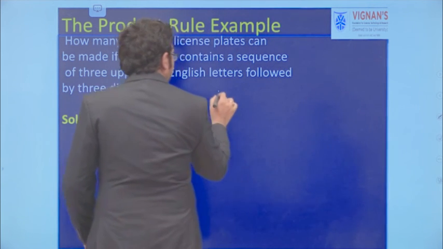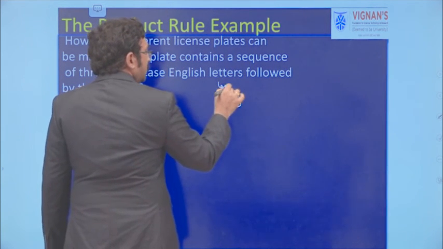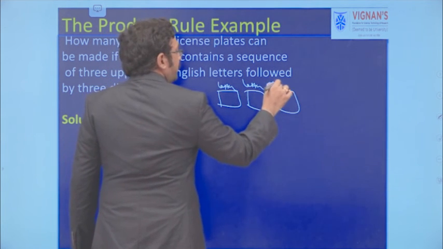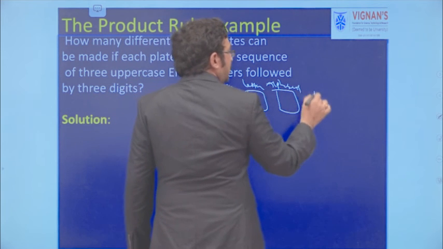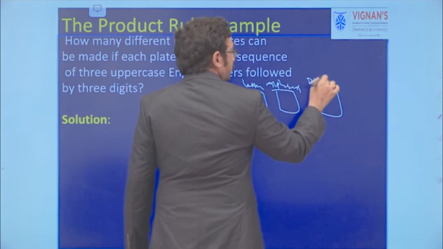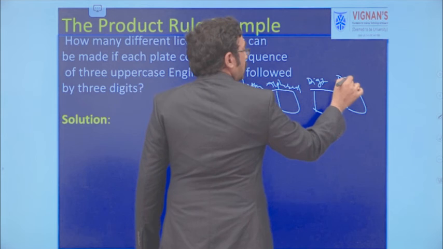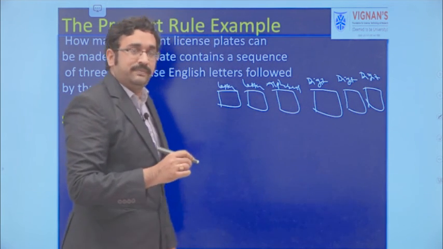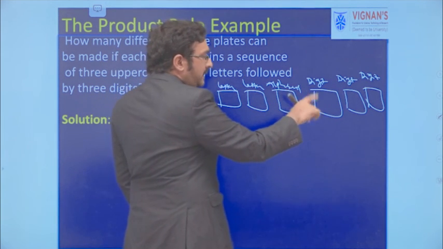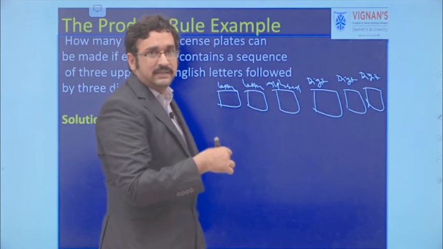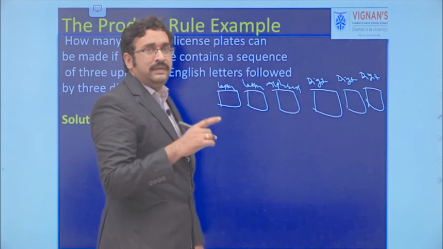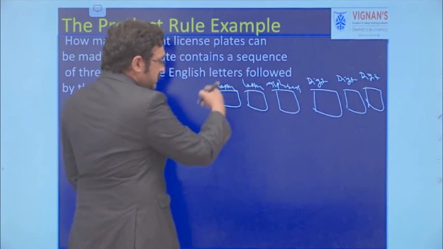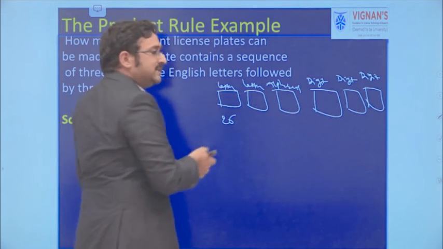So in each license plate, first we have one letter, another letter, another alphabet, followed by 3 digits: digit, digit, digit. We have to find how many possibilities there are. The first position may be an uppercase alphabet. How many alphabets are there in English? 26. So for the first position there are 26 possibilities.